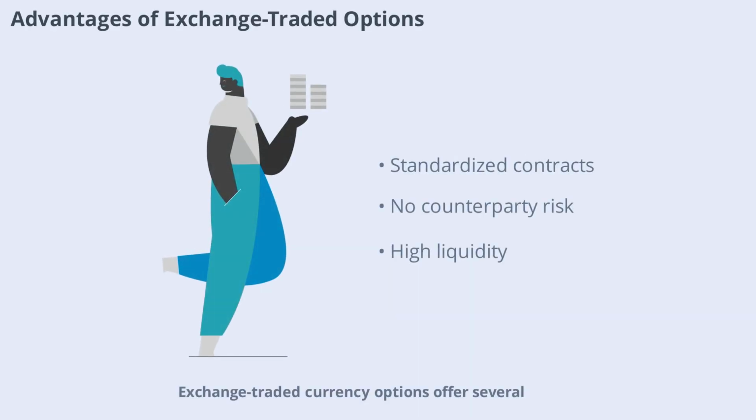Exchange-traded currency options offer several advantages over over-the-counter (OTC) options. They are standardized, ensuring transparency and ease of trading. The centralized platform eliminates counterparty risk, as settlement is guaranteed by the clearing corporation. Liquidity is higher and prices are discovered through open market interaction. These features make exchange-traded options accessible and attractive to a wide range of market participants.